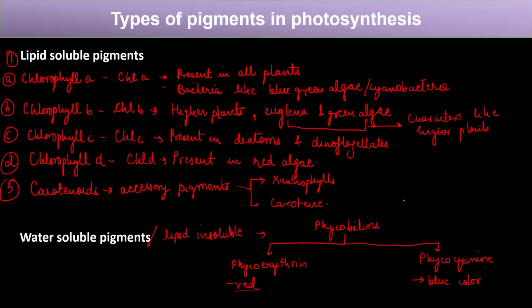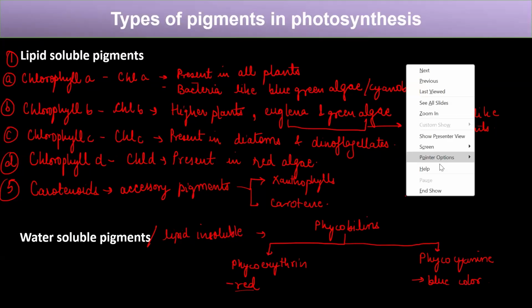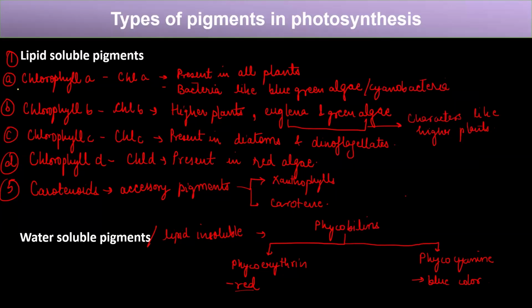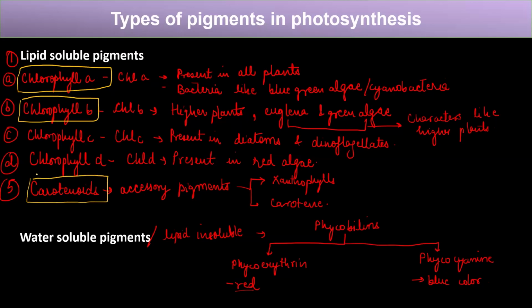Among these, we have studied the 6 pigments, but in the case of higher plants, there are only 3 pigments present. So what are these 3 pigments? The first one is chlorophyll A. So in higher plants, chlorophyll A is present, chlorophyll B is present, and carotenoids are present. These are the 3 pigments present in higher plants. We will study these pigments in detail.